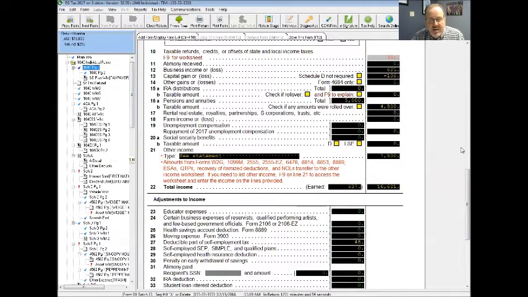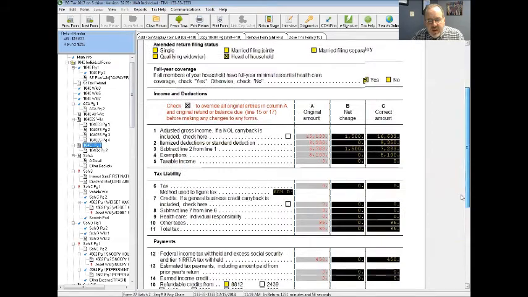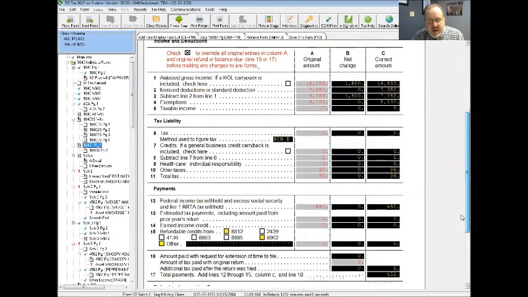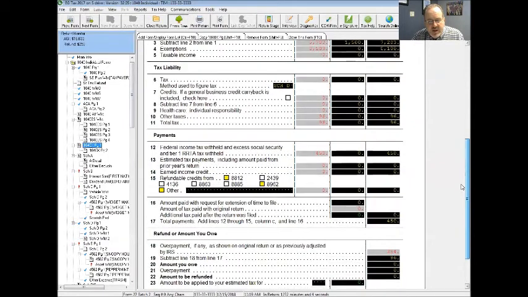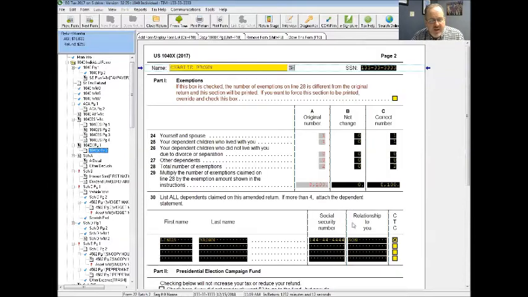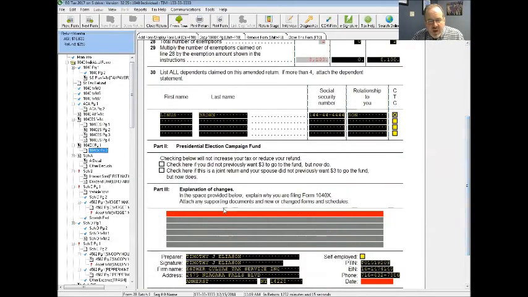And in this case, $1,500. But when it's all said and done, all right, didn't change anything. I don't owe anything, and I don't have anything as far as a refund. It would tell right on there. If I did have a change to the 1040, on the next page, I would type in my description.